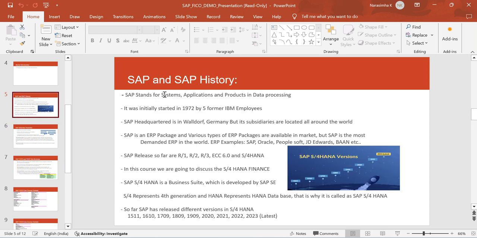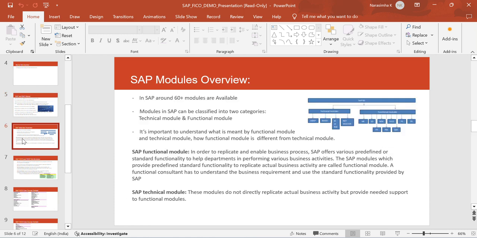This is the SAP history: when they started SAP, and what the SAP versions are so far, R/2, R/3, ECC, S/4HANA. Coming to S/4HANA, what is the meaning of S/4HANA, what database is used by S/4HANA, and what are the different versions in SAP S/4HANA. This is the brief introduction about SAP and SAP history.